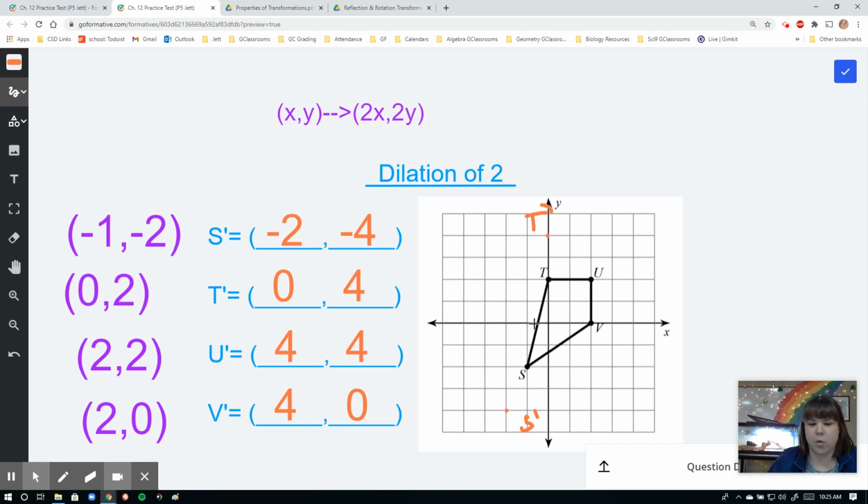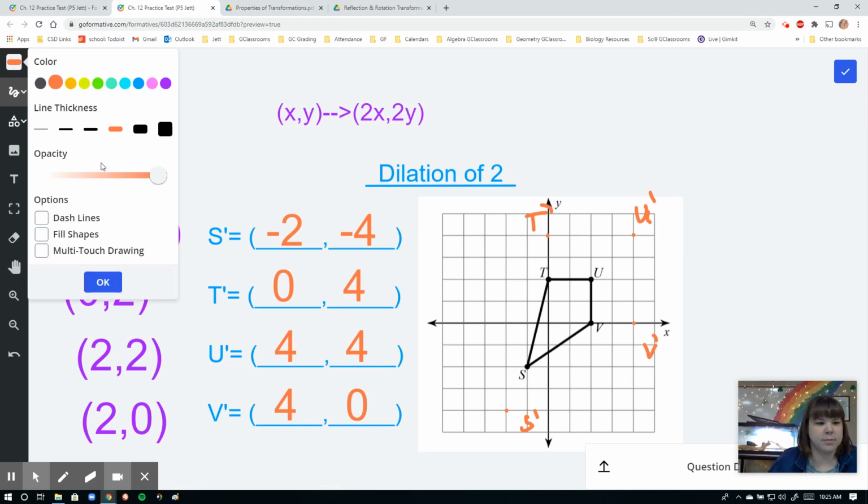Then we need to go to 4, 4. So I'm going to go over 4, and then I'm also going to go up 4. That's going to be U prime. And then the last one is V prime. Let's make that an actual V. There we go. So we have to go to 4 and then 0, and that's going to be V prime. So we've labeled it. Let's go ahead and draw some lines.